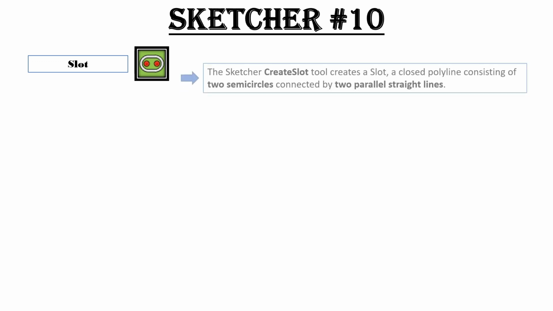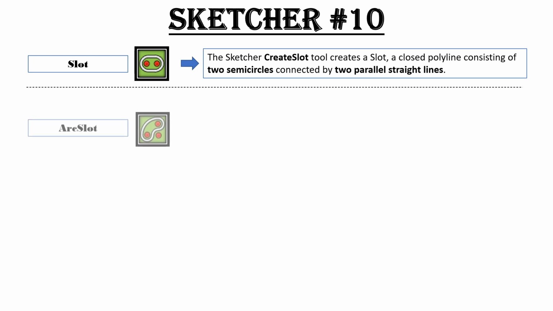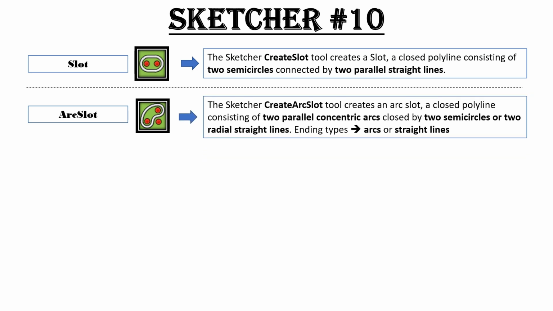Sketcher tutorial number 10. The Sketcher Create Slot tool creates a slot, a closed polyline consisting of two semicircles connected by two parallel straight lines. The Sketcher Create ArcSlot tool creates an arc slot, a closed polyline consisting of two parallel concentric arcs closed by two semicircles or two radial straight lines, ending types arcs or straight lines.